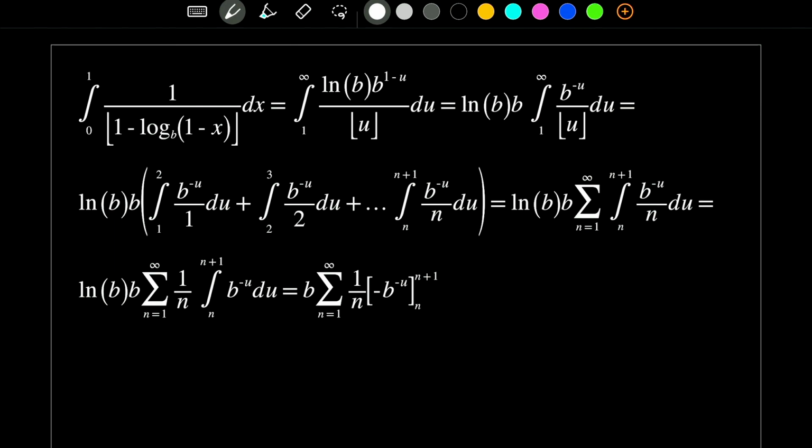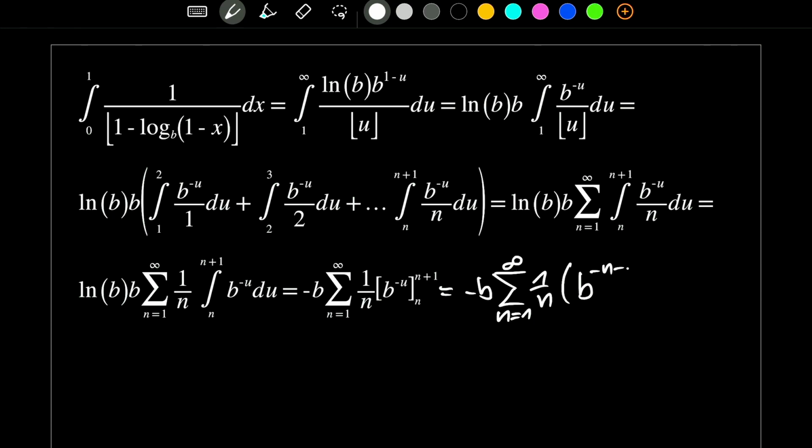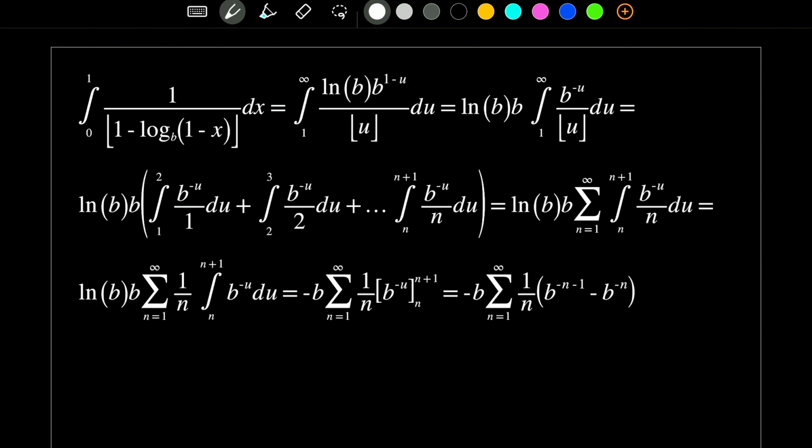Then secondly, we're gonna have this minus sign, which we're gonna put in front, and now we just have to evaluate our statement. So we're going to get minus b times the sum from n equals 1 up to infinity of 1 over n, and then b to the power of minus 1 minus n minus 1 minus b to the power of minus n. Okay, first of all, we're going to take this b and we're going to use it to erase this minus first power, and we're going to multiply it here as well. So we're going to get b times b to the power of minus n.